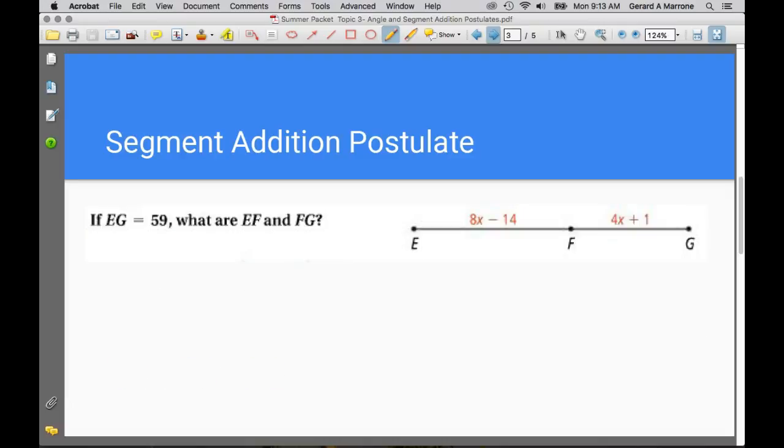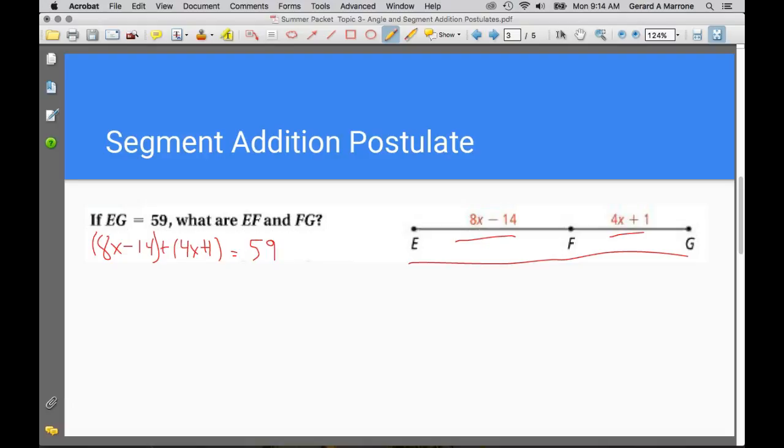So for instance, they gave us this example where they told us segment EG had a measure of 59 units. And they gave us measures in algebraic expressions for EF and for FG. So in order for us to use the segment addition postulate, it's this piece EF plus this piece FG equaling the whole thing EG. So if I write that down, I can come over here and write that 8x minus 14 plus 4x plus 1 equals that full size measure of 59.